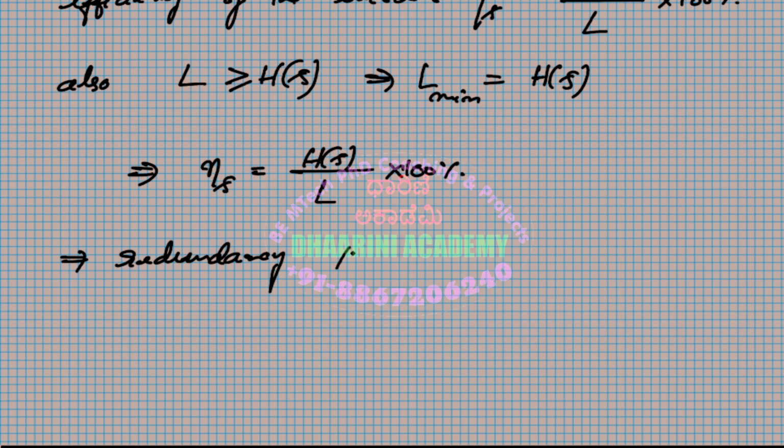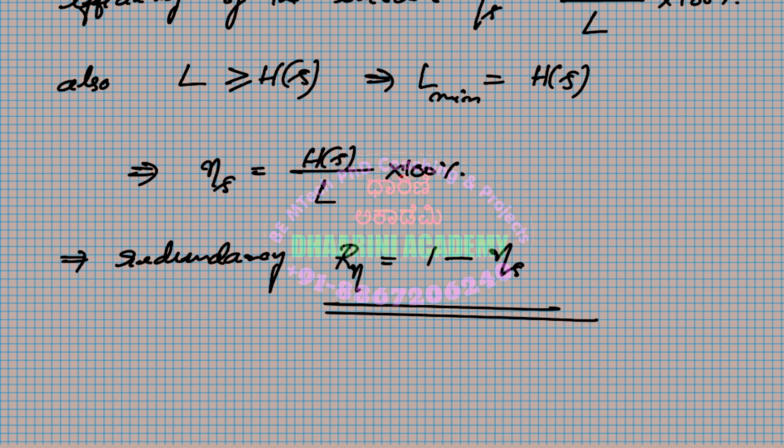Redundancy, normally we write R, redundancy of the source, but there was one term RS already used. So just to avoid that, I'll write R eta. The redundancy in terms of efficiency is equal to 1 minus eta S. So these are the various equations we will be using to calculate the required terms.